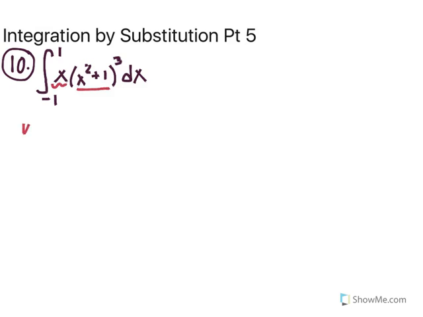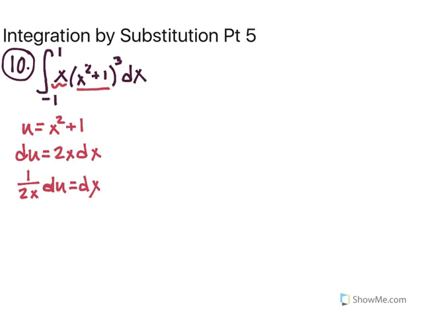So we're going to go ahead and start this process. We're going to do u equals x squared plus 1. Our derivative of that would be 2x dx. And of course we want to solve for dx, so we're going to divide both sides by 2x. That's going to give us 1 over 2x du equals dx.